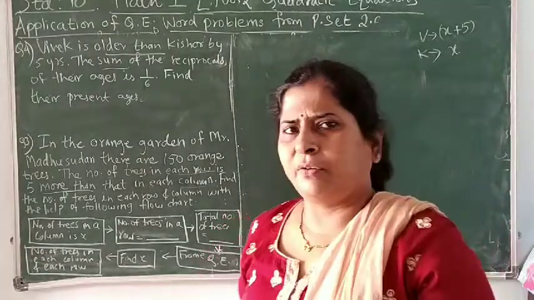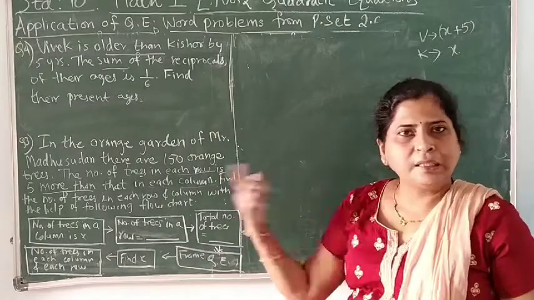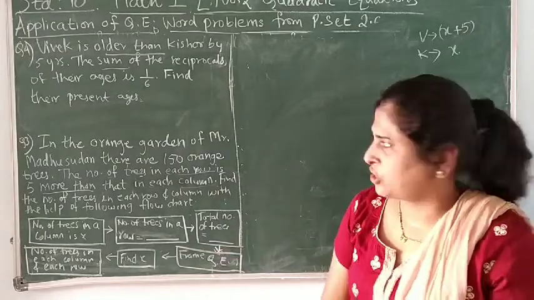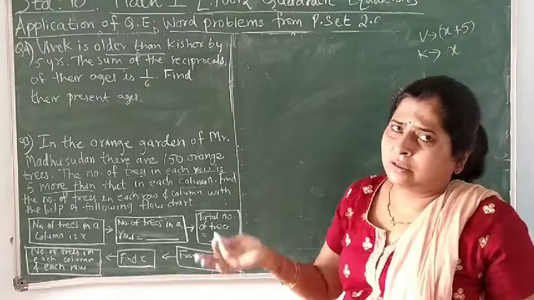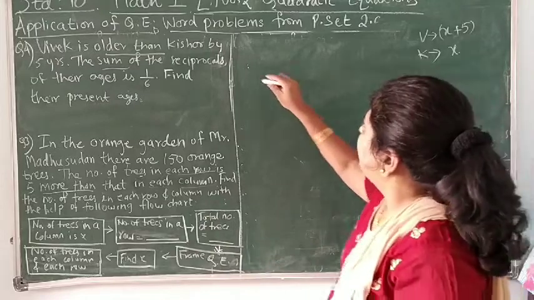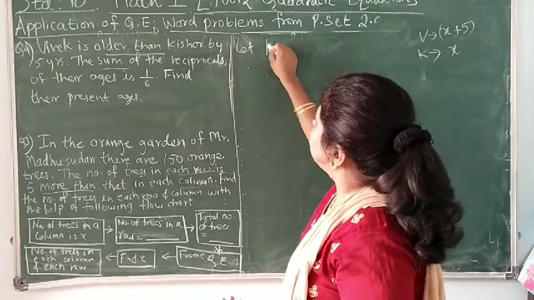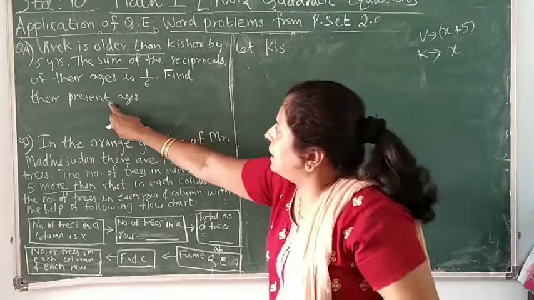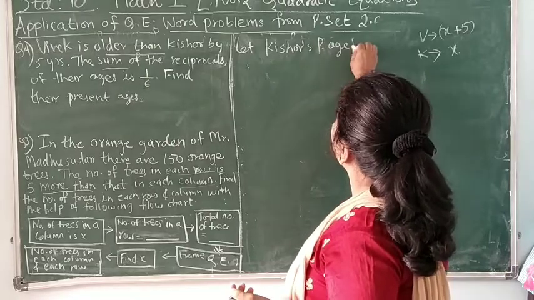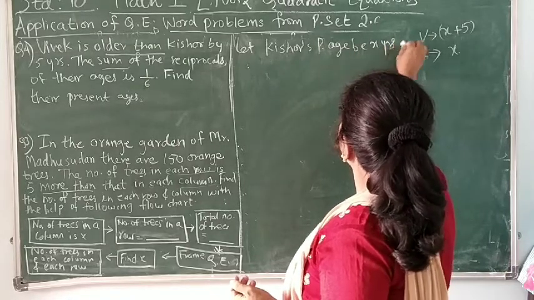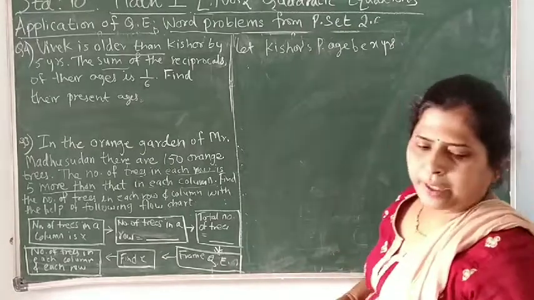So if you do a little bit of this rough work, you will easily come to know whether this question is from a linear equation or from a quadratic equation. Okay. So now we have understood that we have to take one variable. Let's write. Let Kishore's present age be x years. Whenever a unit is required along with x, we need to write it.